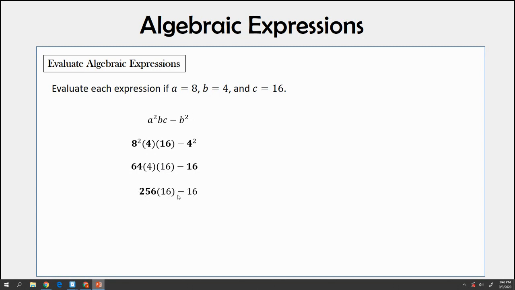Okay, so 256 times 16, 4,096 minus 16, and we get 4,080. Okay, so just follow the order of operations one step at a time.